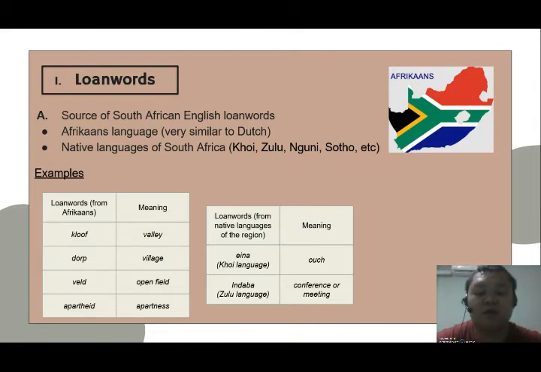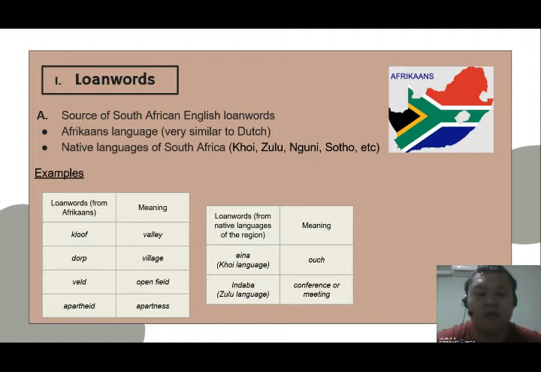Afrikaans language here is a language introduced to South Africa when they are colonized by Dutch. Therefore, it is very similar to Dutch language. A few examples of words borrowed from the Afrikaans language are as follows. We have kloof, which means valley, dorp referring to village, veld an open field, and lastly apartheid, a widely used word that comes from Afrikaans language, that means apartness.